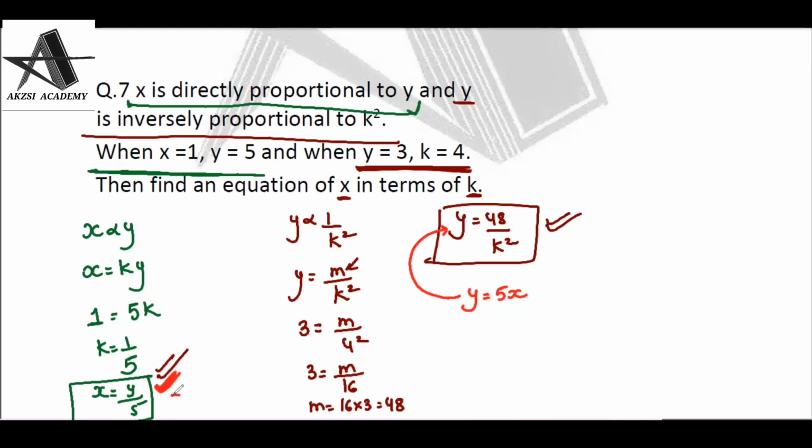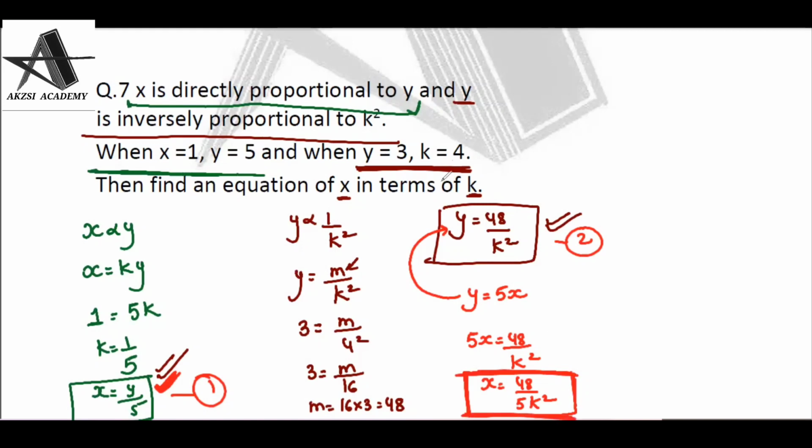We already have two equations, right? Equation 1 and equation 2. I have substituted equation 1 and equation 2. So this will be 5x is equal to 48 over k squared. Then it will be x is equal to 48 over 5k squared. So equation x in terms of k, that means on the right hand side, the k should be with other constants and x should be alone there. This is our final equation. X is equal to 48 over 5k squared. This is how we have to merge two different equations.